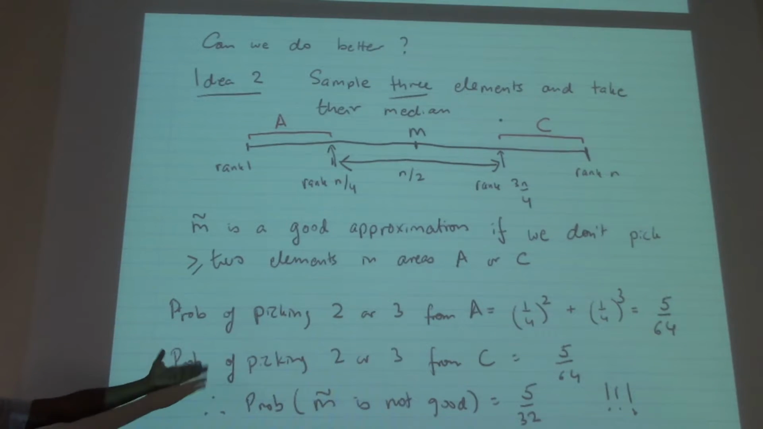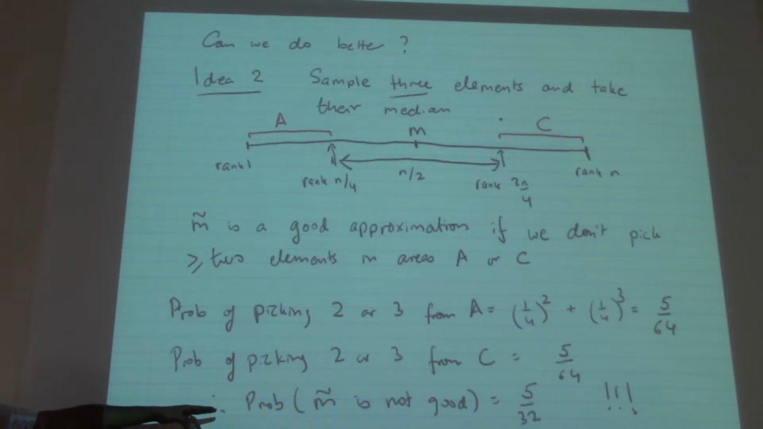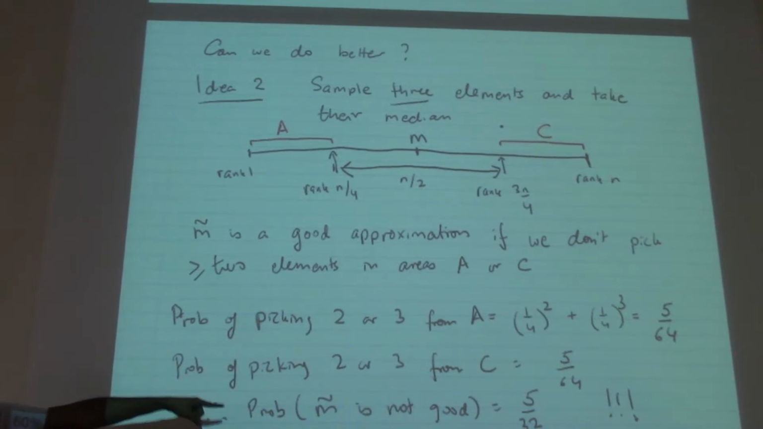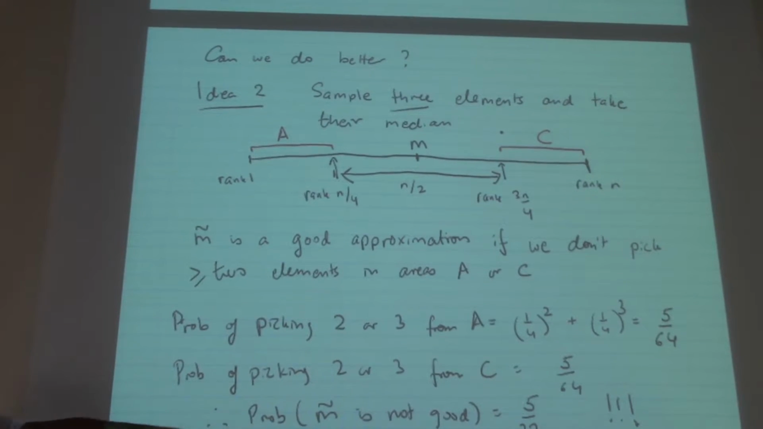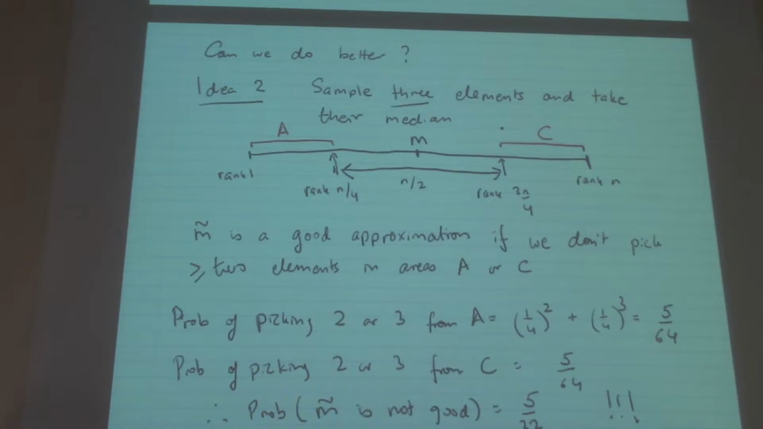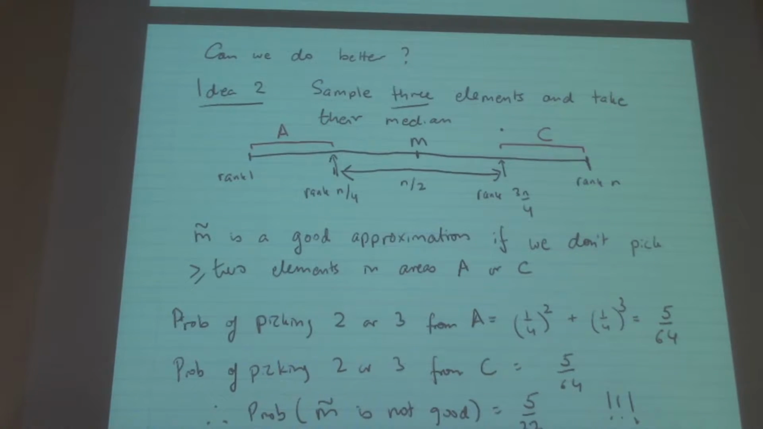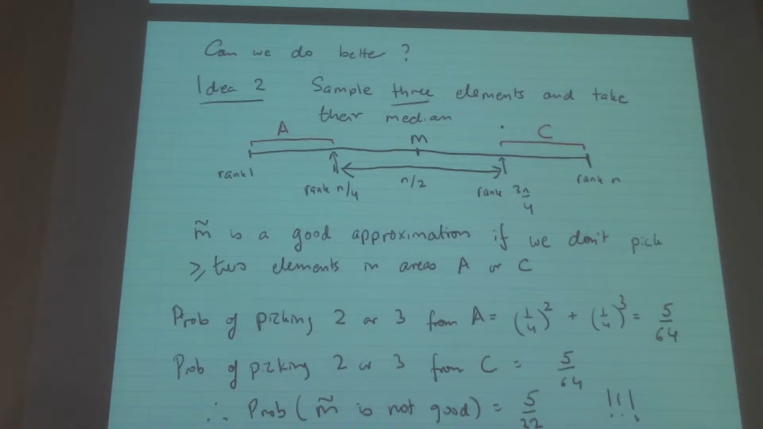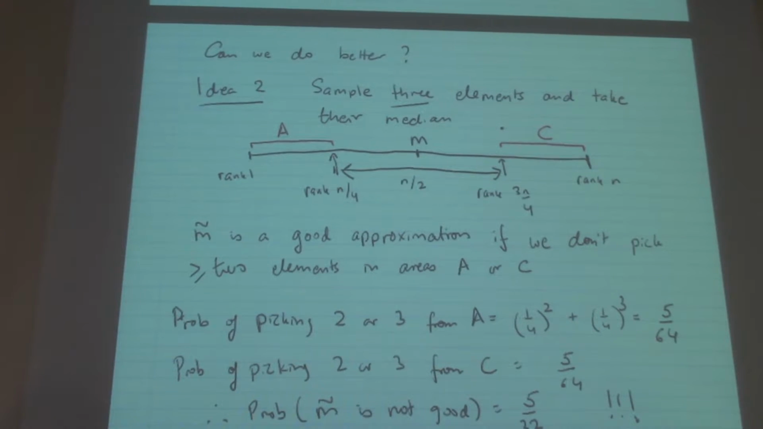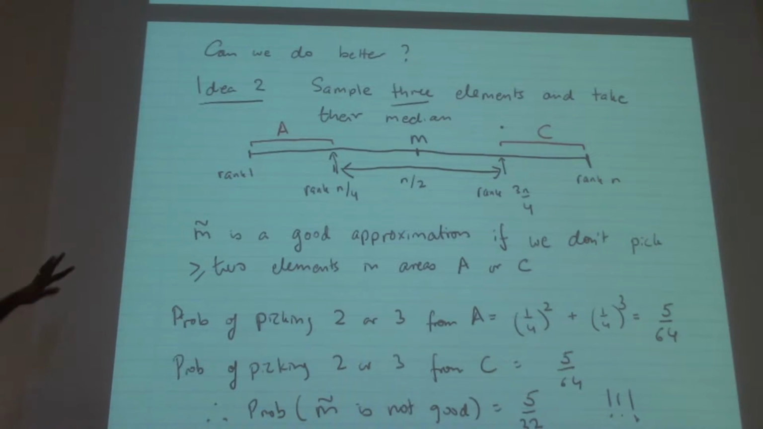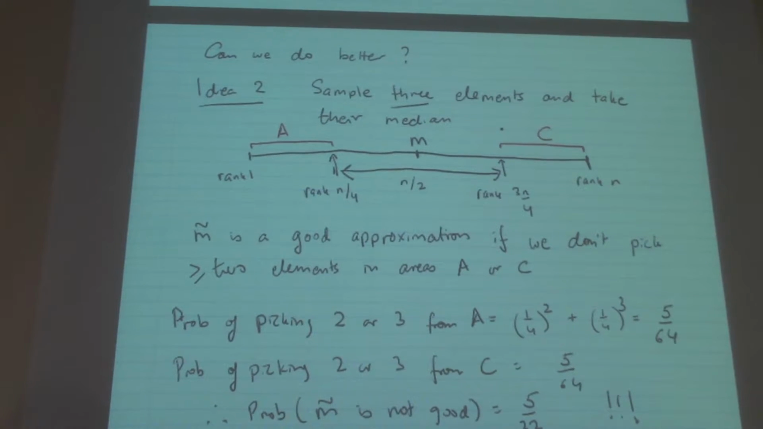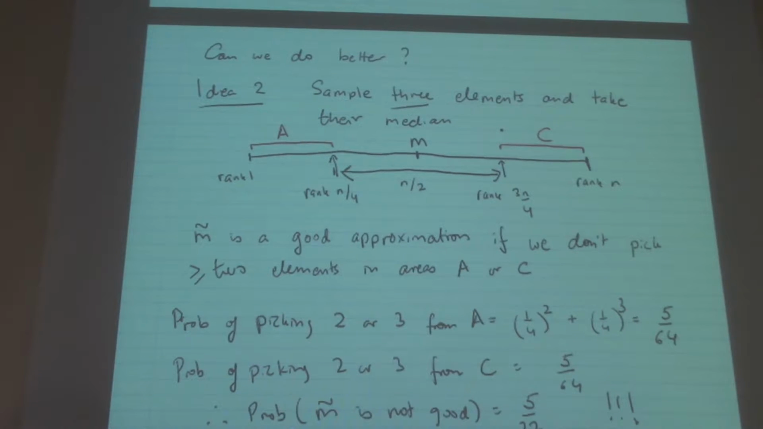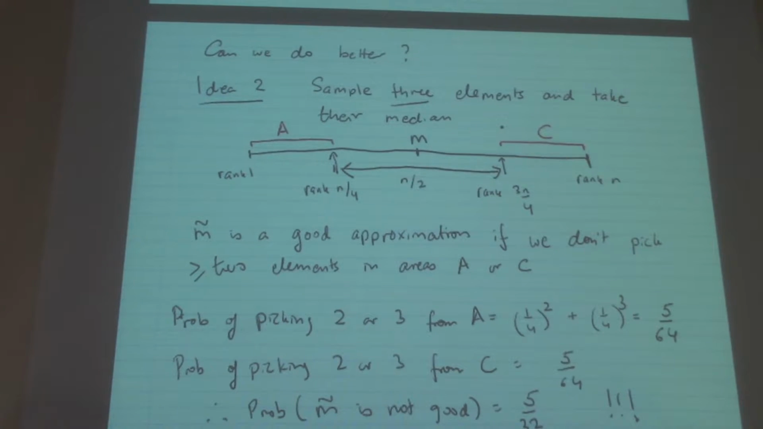Similarly, this happens here. You get 5 over 64. So the probability that you do this bad thing is 5 over 32. Therefore, the probability of the good event is 27 over 32, which is now way more than half. Just by going from 1 to 3 and taking the median, you've jacked up your probability of success way higher for that same approximation guarantee.